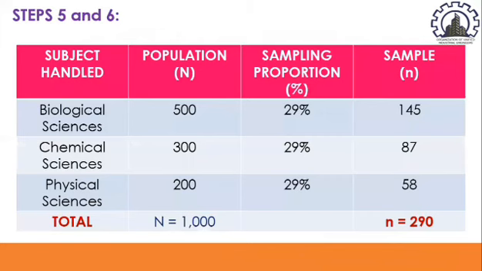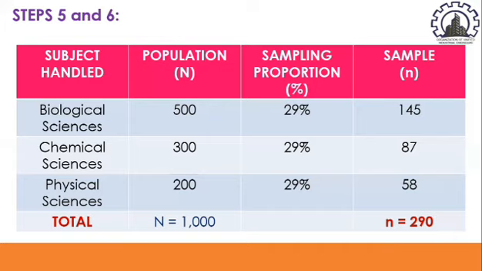And steps number 5 and 6. This is how we will be calculating our sample sizes for each subject handled. As you can see on our presentation, in the first column, you have the subject handled by our science teachers, followed by the population column, the sampling proportion, and the sample size. Now, as you can notice, like I said earlier in our problem, the teachers are divided into three categories. So these are the subjects handled: biological sciences, chemical sciences, and physical sciences, respectively. Based on our example, there are 500 teachers who teach biological sciences, 300 under chemical sciences, and 200 teaching physical sciences, for a total of 1,000 teachers all in all.